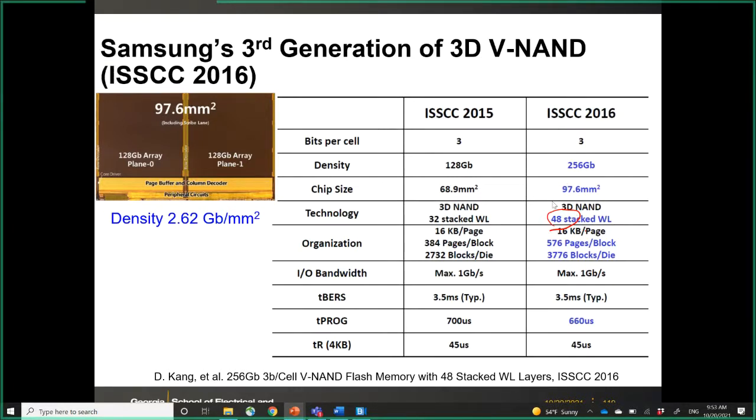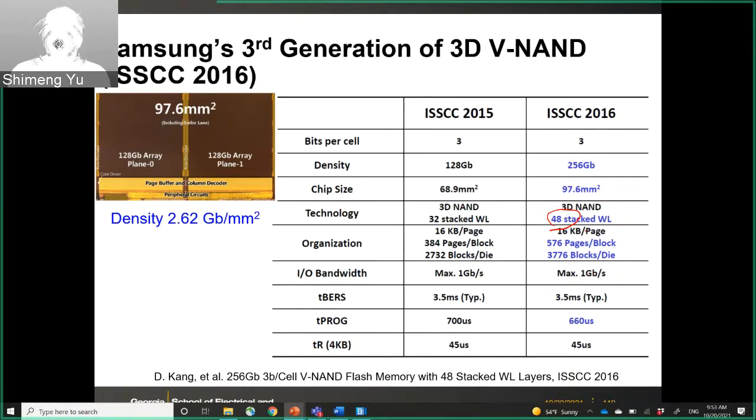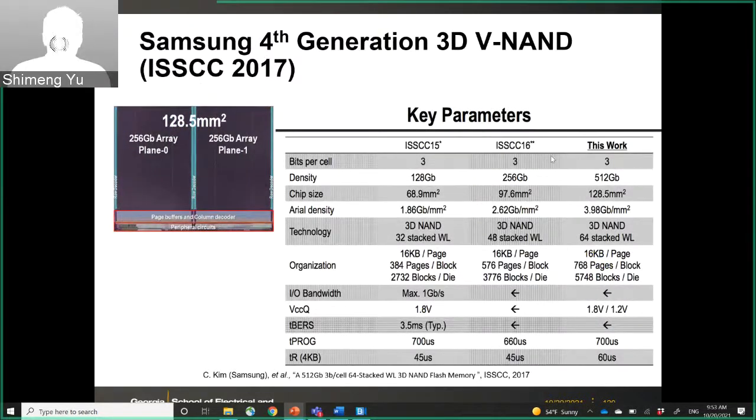And I believe from 2014 to 2016, Samsung was the only company that could offer a commercial product for the 3D V-NAND. Starting from 2016, all other competitors caught up, and they started offering 3D V-NAND products as well. And in 2017, this is the fourth generation from Samsung. I will not go into the details. The only feature I want to highlight is that this becomes 64 layers, and the density gets close to 4 gigabit per millimeter square.